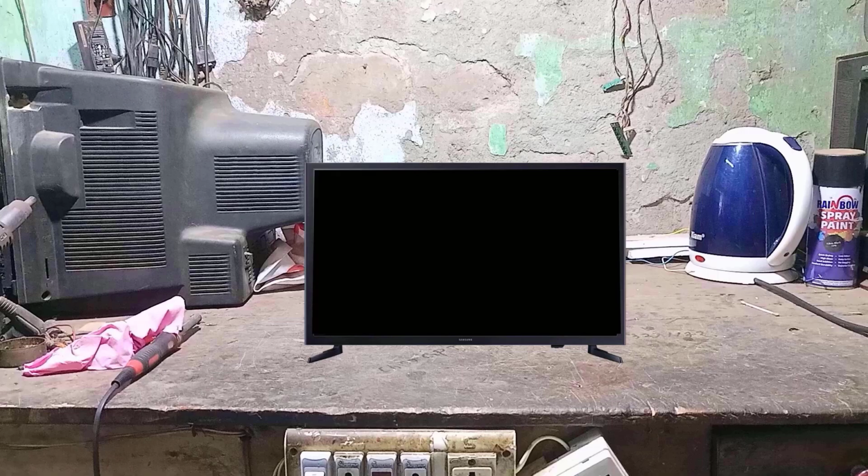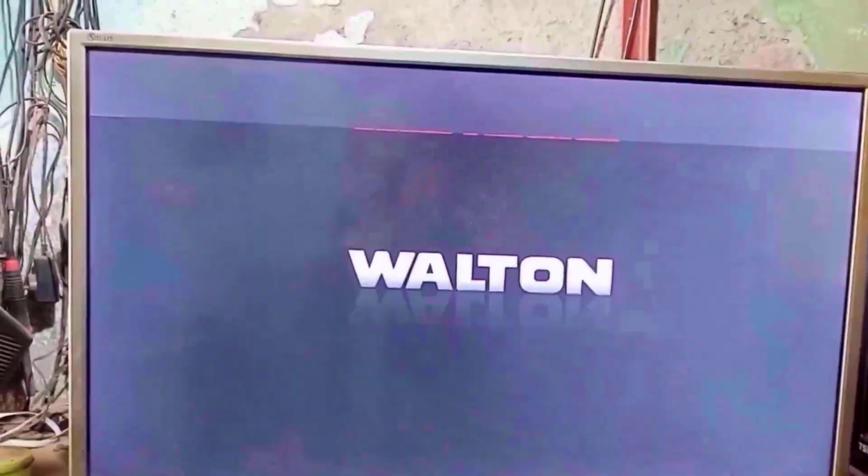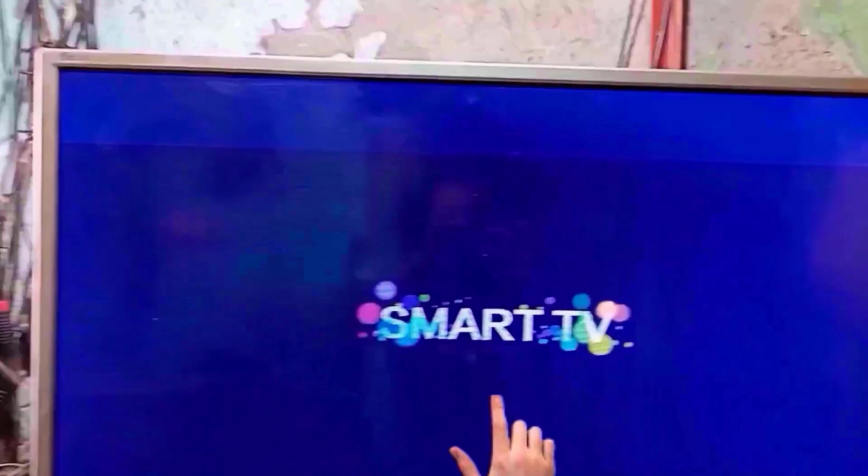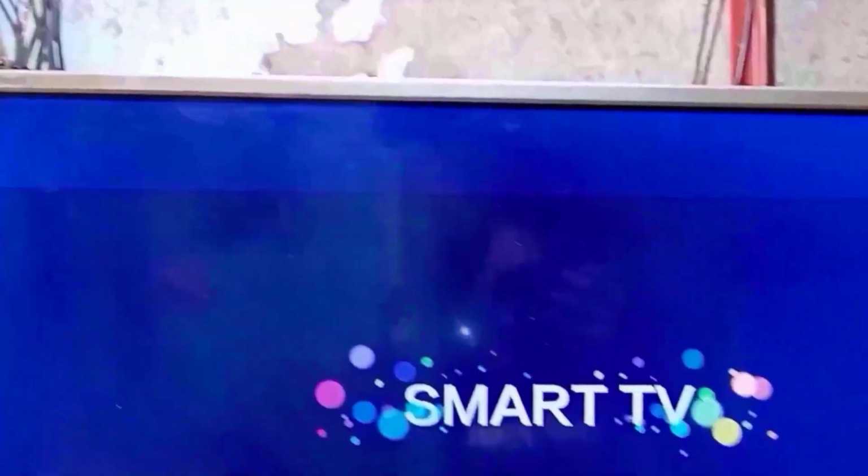Today's topic is the 32-inch Walton LCD TV vertical bar problem. Friends, I am turning on the TV to show you the problem. Look at the TV problem here. One to four is good, and the remaining three parts have vertical bars.